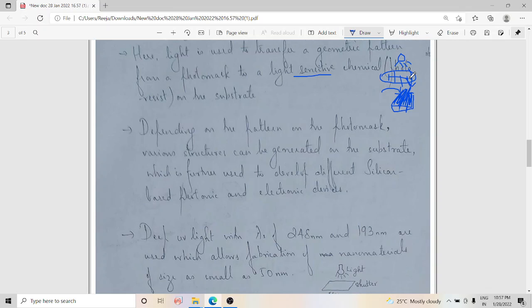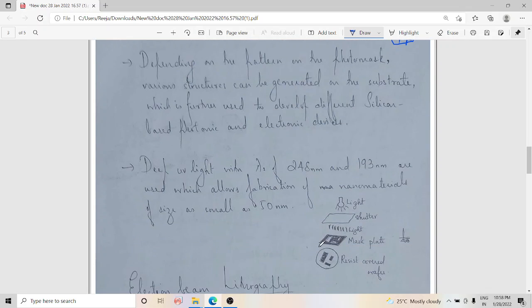So what is a photo mask? It allows light only to pass through certain areas and blocks light in the other areas. So this is an example of a photo mask. Light passes only through all these openings so that you get the desired image on the surface of the substrate. Now the light passes through the photo mask, and reaches the regions of the photoresist that is on the substrate.